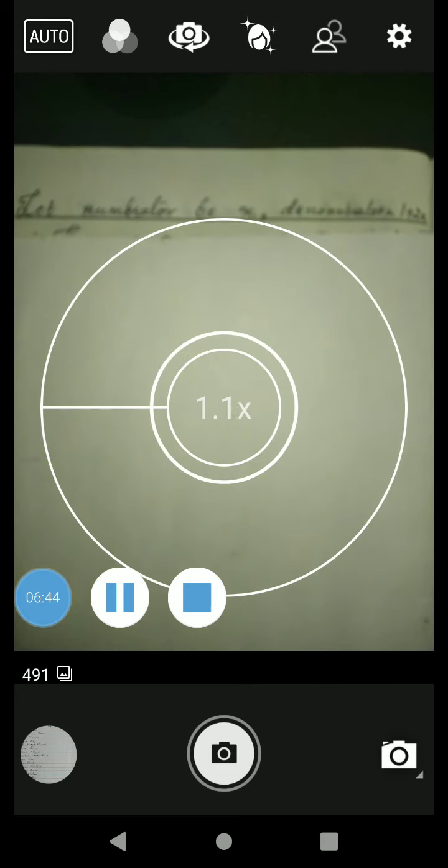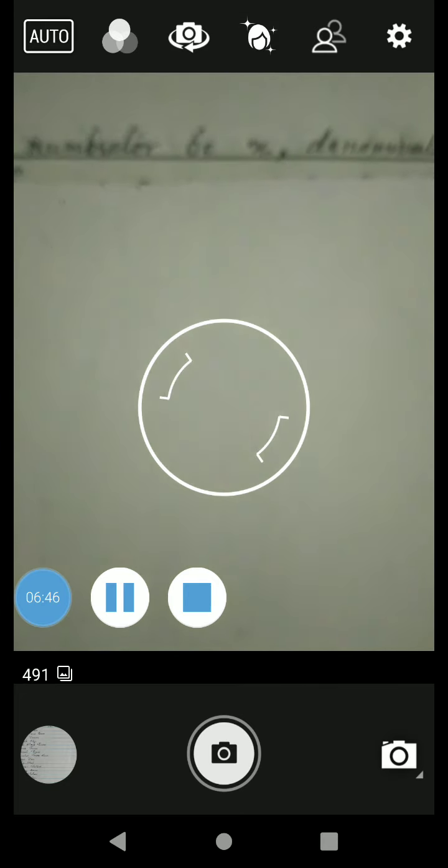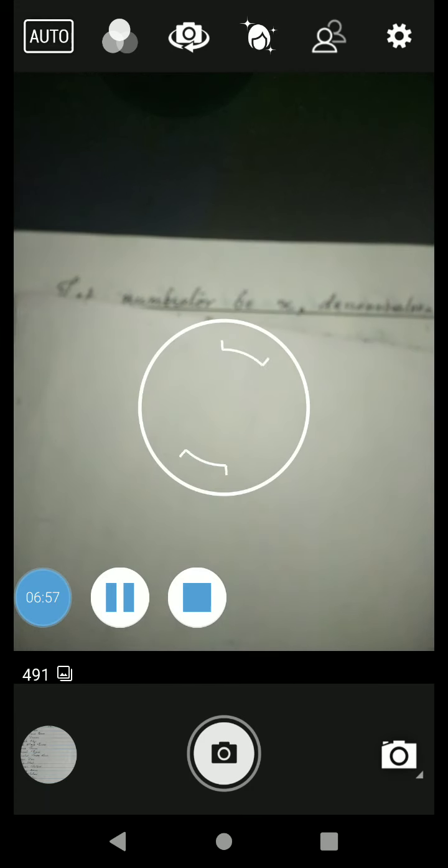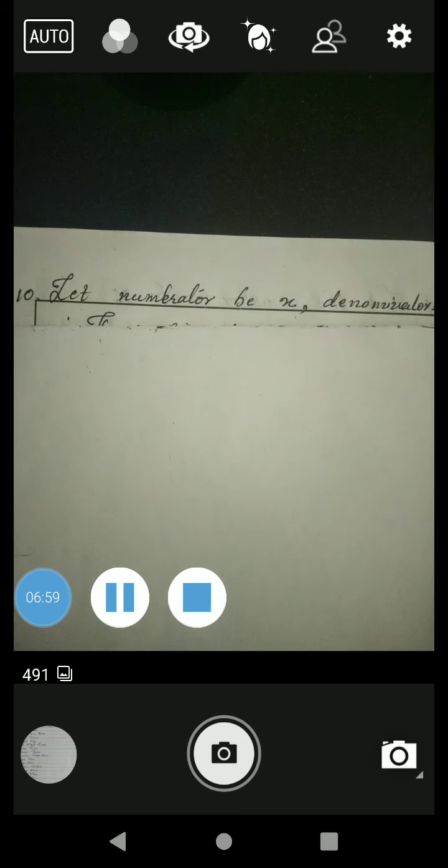It's not clear. Okay. Now 10th one. Just read the question first. Read question number 10. The denominator of a positive fraction is 1 more than twice the numerator. If the sum of the fraction and its reciprocal is 2.9, find the fraction.